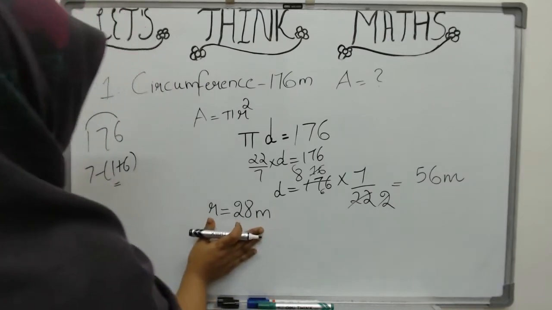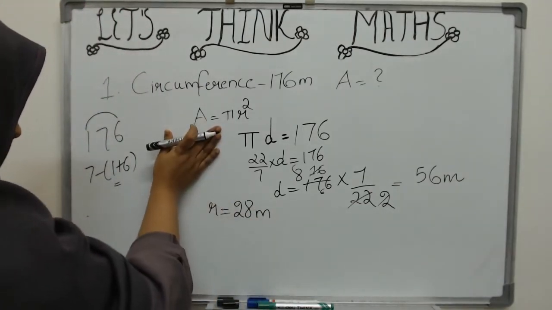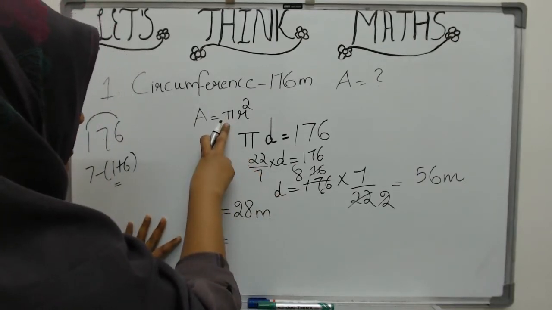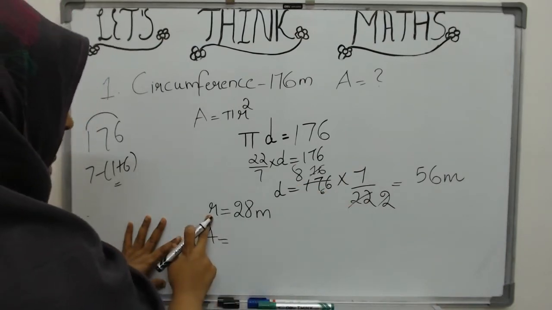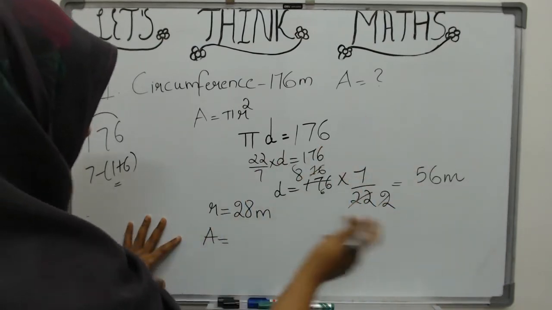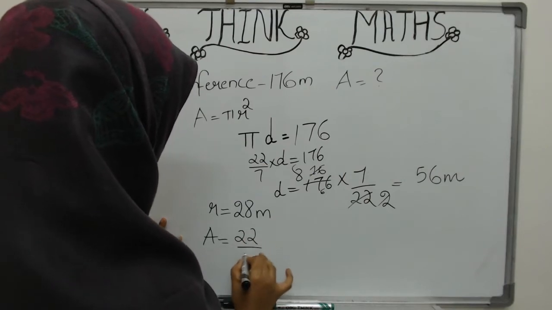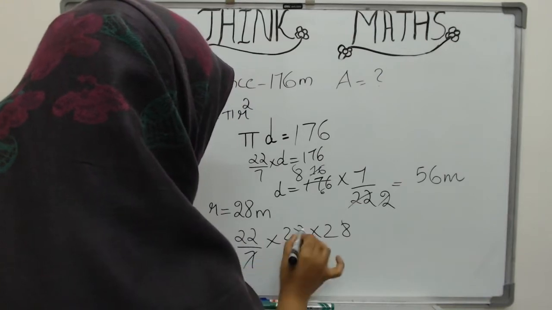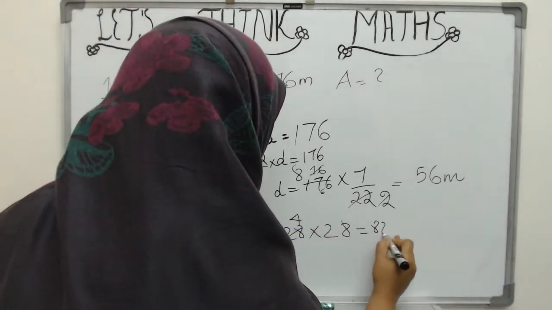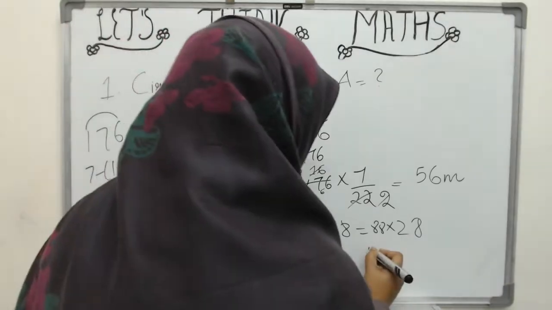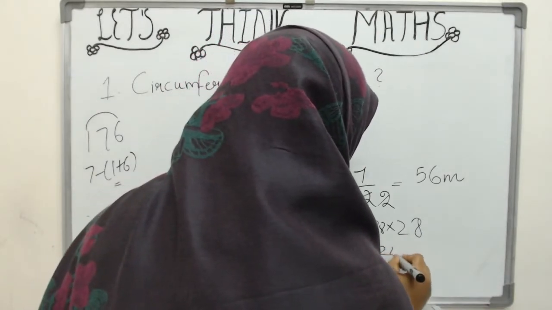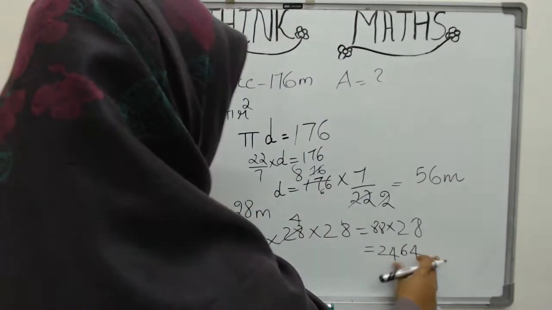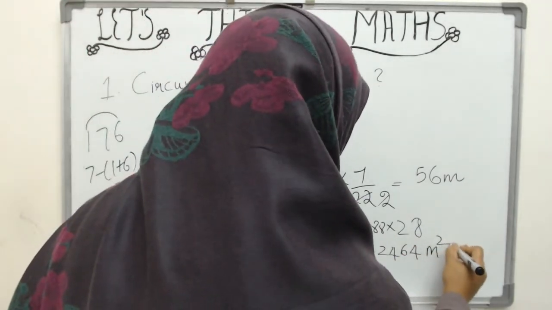So now you have R. So now it is easy to find A, right? What will be A? Again, stick to pi is equal to 22 by 7. Why? Because R is a multiple of 7. This is 22 by 7 into 28 into 28. Cancel 4. That is equal to 88 into 28. And the answer is 2464. And what is the unit? It is area. So it is meter square.